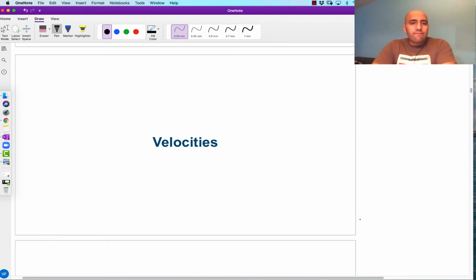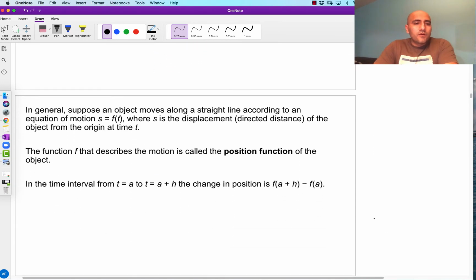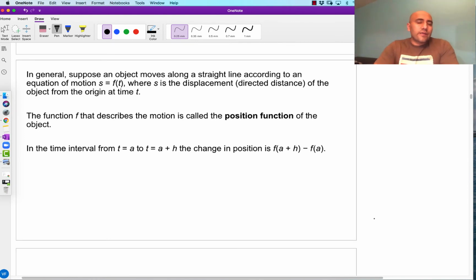Okay, now let's take a look at velocities. In general, suppose an object moves along a straight line according to an equation of motion s equals f of t, where s is a displacement, a directed distance of the object from the origin at time t. The input value is t, time. It will either be in minutes or seconds or hours, days or years. The most common ones we run into are seconds, minutes, or hours, where s is going to be some sort of distance. So it's some sort of equation that describes distance traveled over a time elapsed.